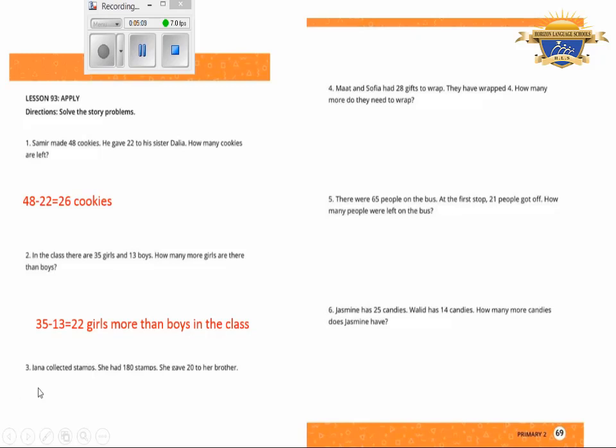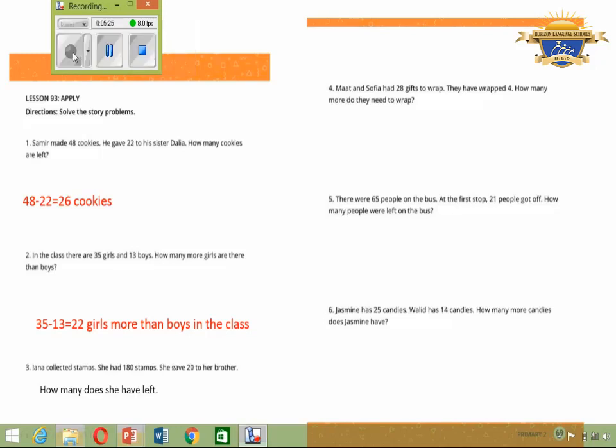For problem number 3, Lena collected stamps. She had 180 stamps. She gave 20 to her brother. How many does she have left? Let's look for a word that gives me a clue that I should make a subtraction problem. And this word is give or left. So this is a subtraction problem.